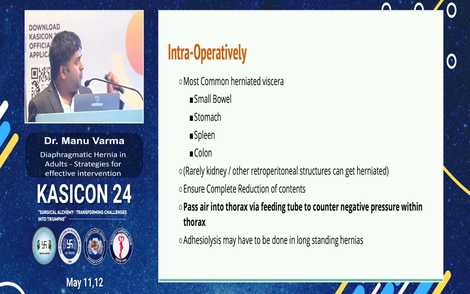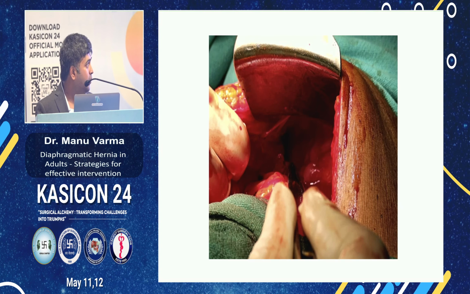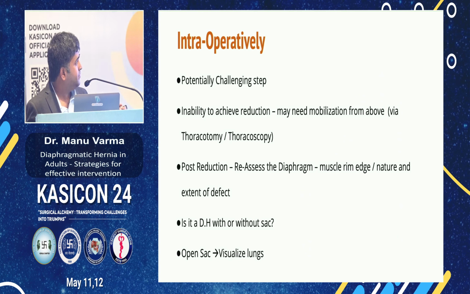And one point I want to stress is that you can pass some air into the thorax via a feeding tube through the side of the hernia, so that the negative intrathoracic pressure is negated, and that will help in the reduction of the contents. An image of the Morgagni hernia, which I operated on in Thrissur last year. The reduction is the most difficult and challenging step while we are approaching the diaphragmatic hernia.